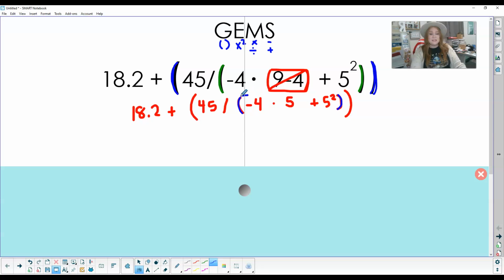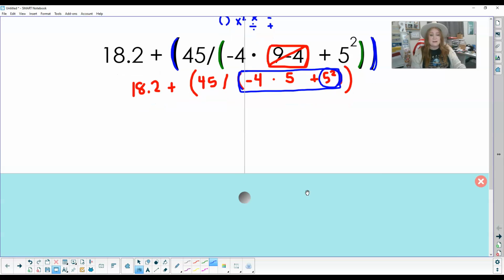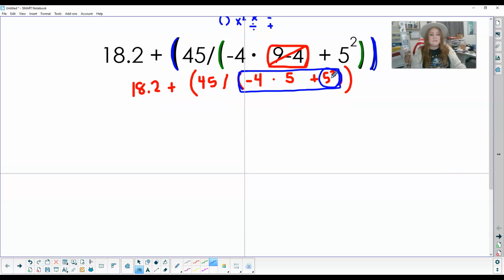So I have this group here. It's kind of like a problem in itself. So I found my group. Now I'm looking for exponents. Yes, I have an exponent I need to do. So here we have, I'm just going to get rid of this, 5 squared really means 5 times 5. So that is 25. Now I'm bringing everything else down in my group.